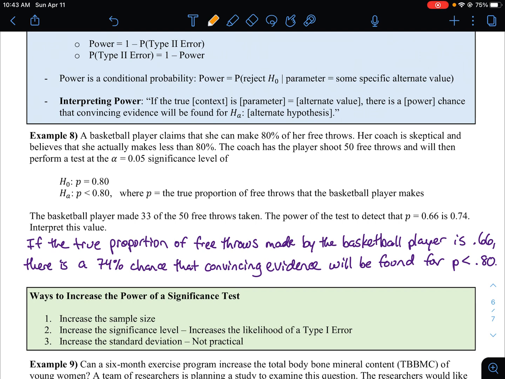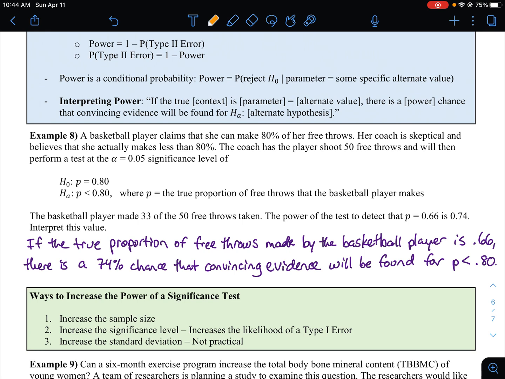Okay? So again, we get our sample data, and when we take the power of the significance test, you're not going to have to calculate the power. It'll be given to you. The power tells us the probability that we are going to find convincing evidence for HA, in this case, that the proportion of shots made is less than 80%.